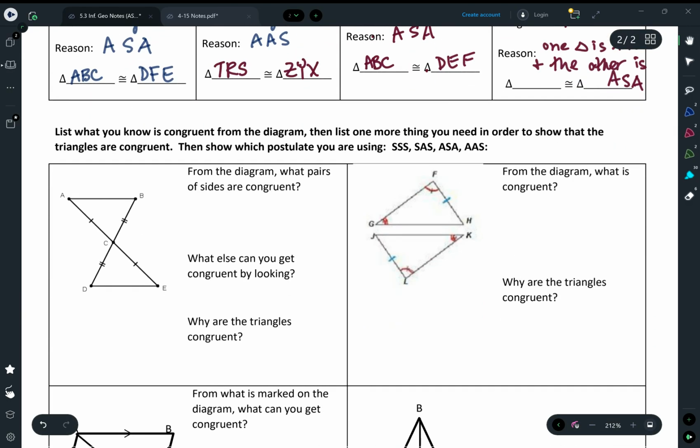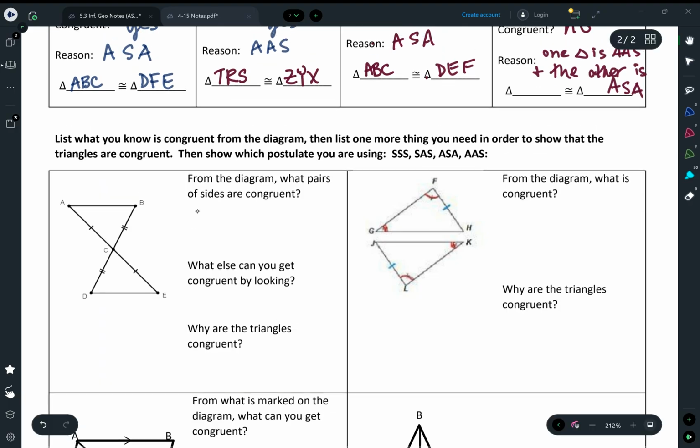So now we're going to look at, we got a new section here. So it says list what you know is congruent from the diagram, then list one more thing you would need in order to show the triangles are congruent, and then show which postulate you're using. So we could use any of the four we know so far. So from the diagram, which pair of sides are congruent?